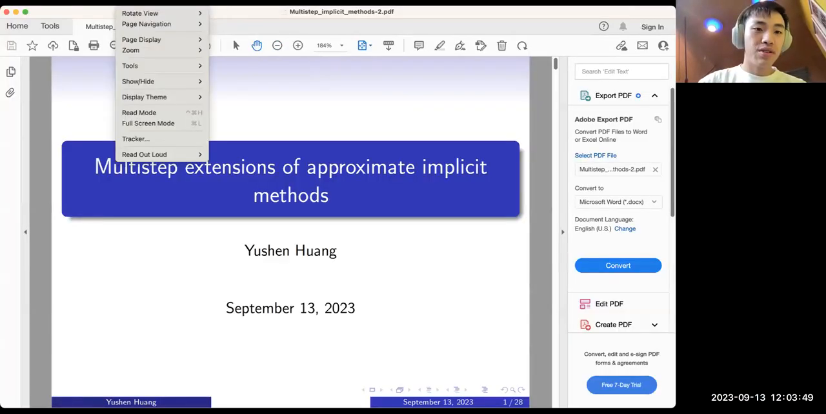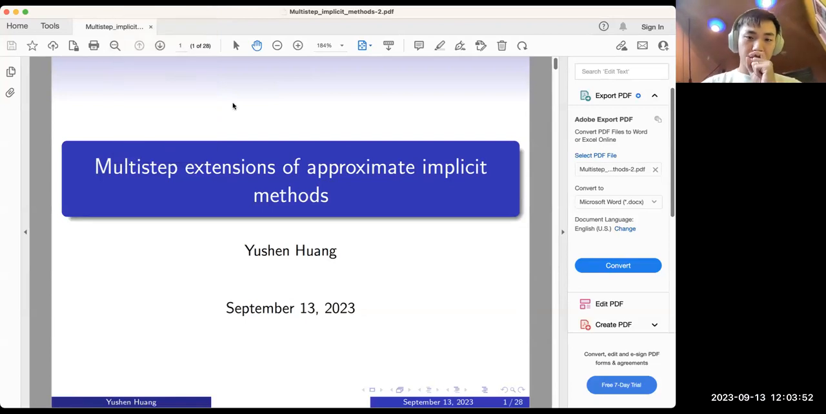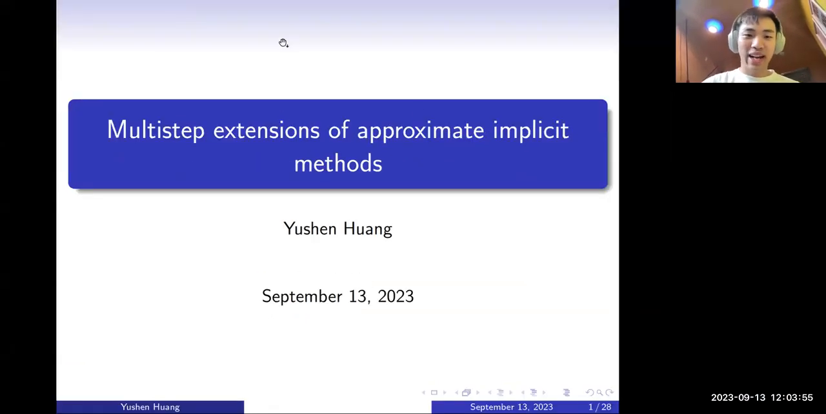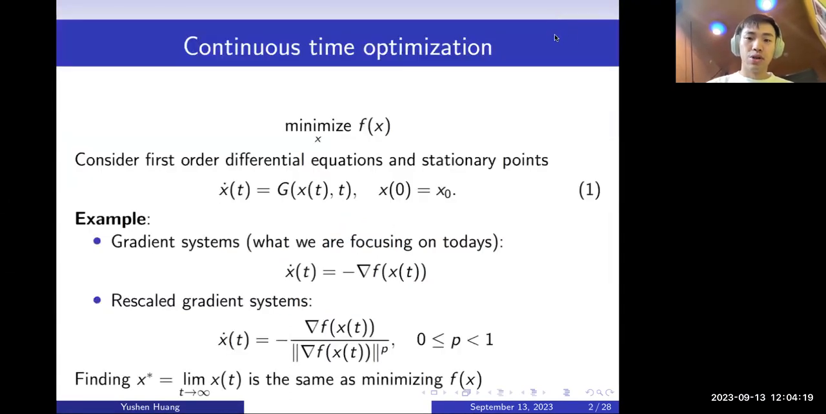Yeah, so let me share my screen and then we can get started. So hey, guys, I'm Yushen, and today I'm going to present the multi-step extension approximate implicit method. I think I also briefly mentioned this project in the IACS research day in April. So if you were here last time, then this is a longer version of it. So a brief introduction is about continuous time optimization.